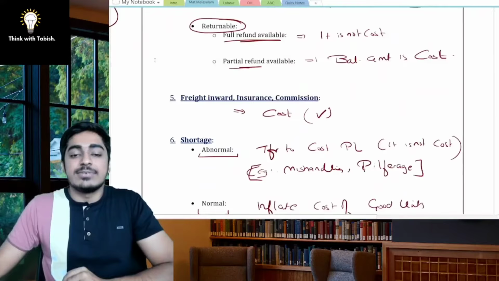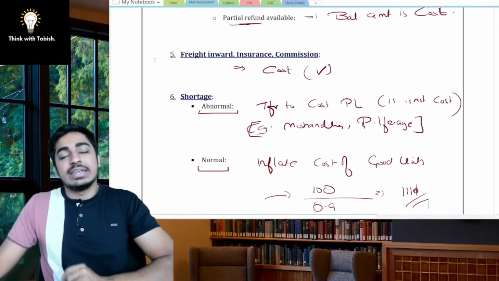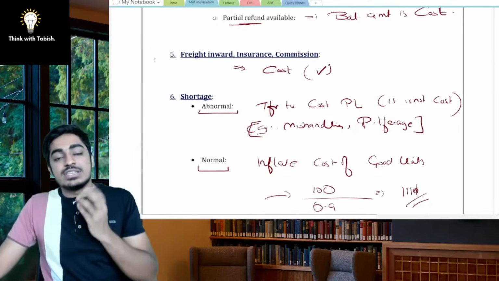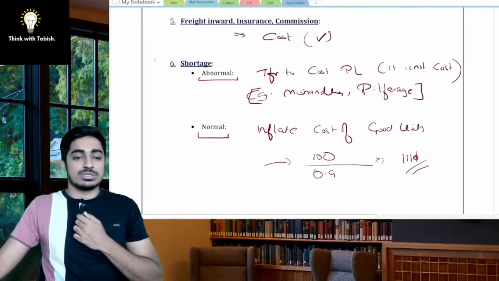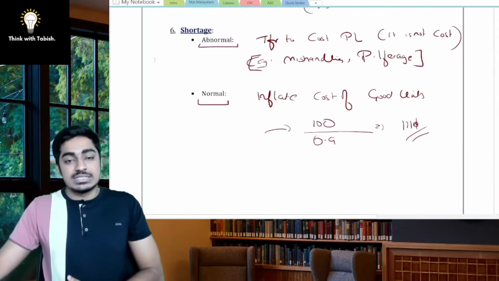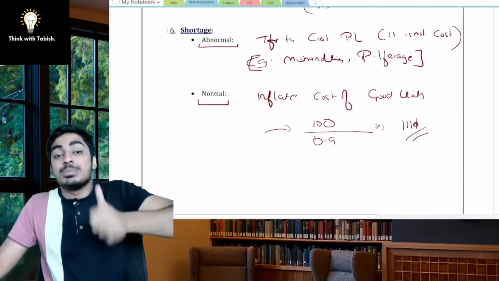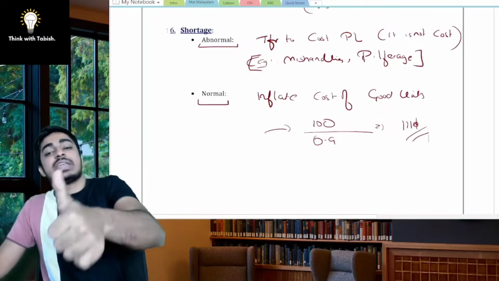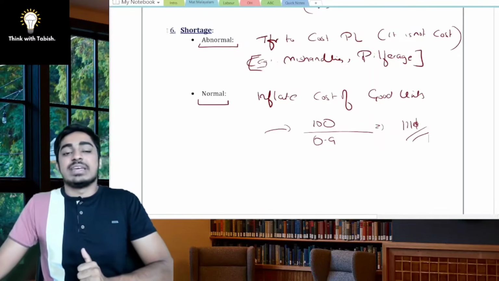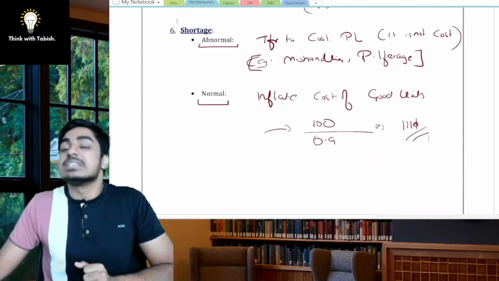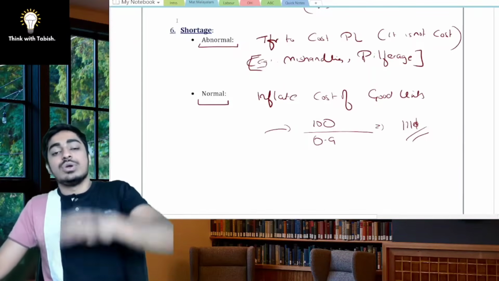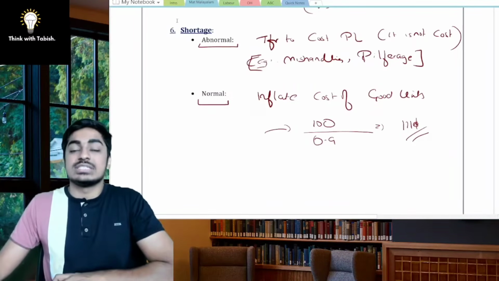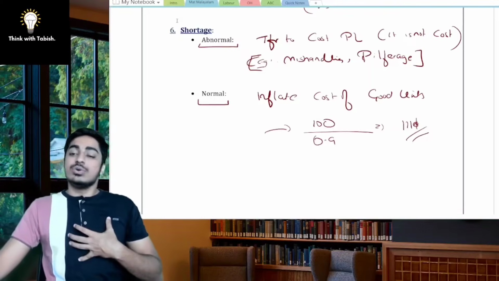Then we have freight inward, insurance, commission. They are treated, yes, they are incurred for purchase of raw material, so they will be treated as cost. Then we have the shortage. If shortage is because of abnormal factors, they will be transferred to costing P&L. But if shortage is because of normal factors, what is it we are going to do? We are going to inflate the cost of good units and absorb that cost within the good unit.